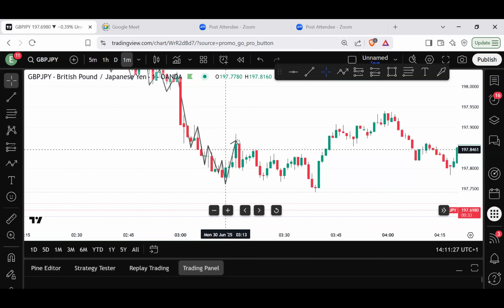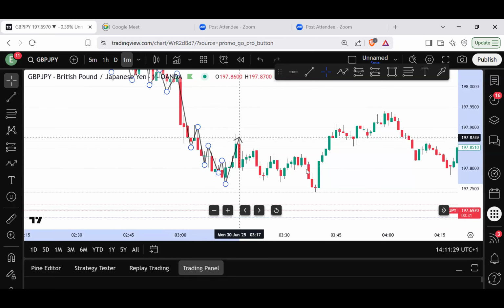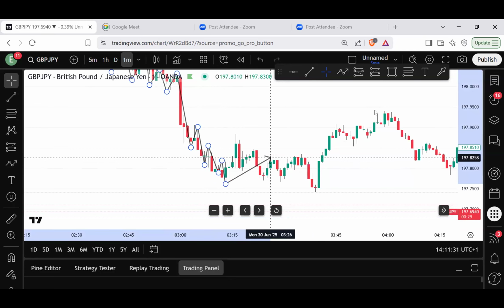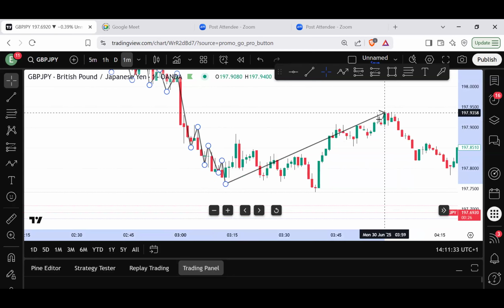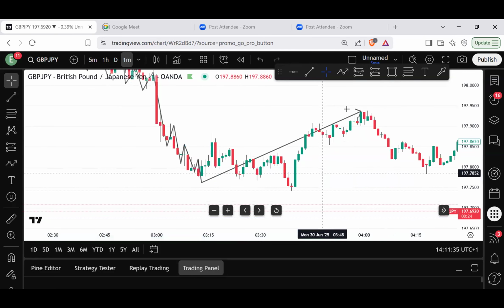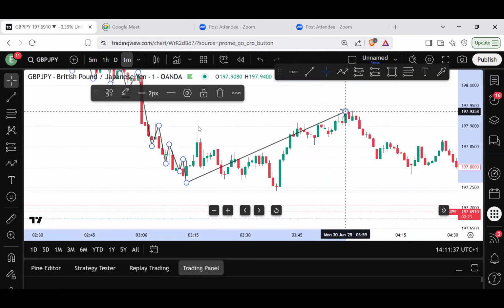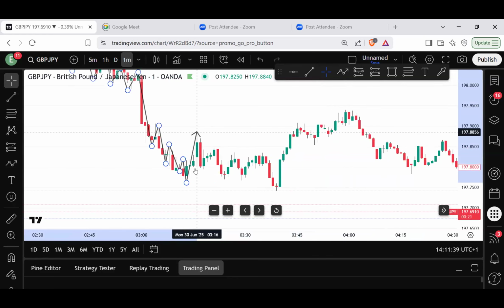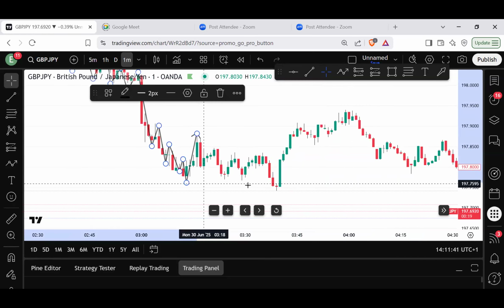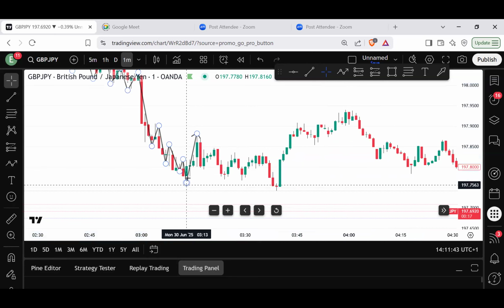So this is a correction as high as this. Yeah, because we had a break of structure here. That is a break of structure. Exactly.